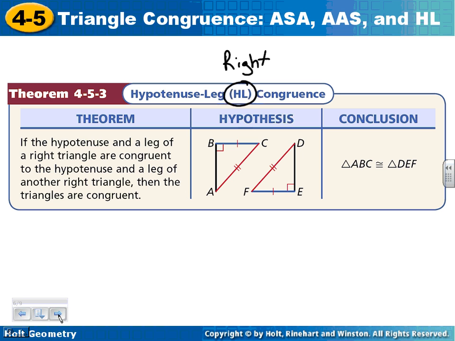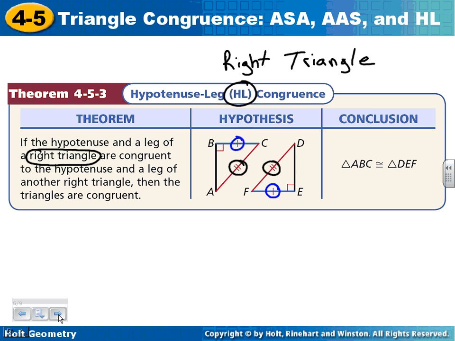Where everything we've done up until now has been any kind of triangle, this HL theorem only works in right triangles. And it reads, if the hypotenuse and a leg, HL, of a right triangle, circle that word, are congruent to the hypotenuse and a leg of another right triangle, then the triangles are congruent. So your hypotenuse would be this double tick mark there and there. I'll circle those. And a leg would be that tick mark and that tick mark.